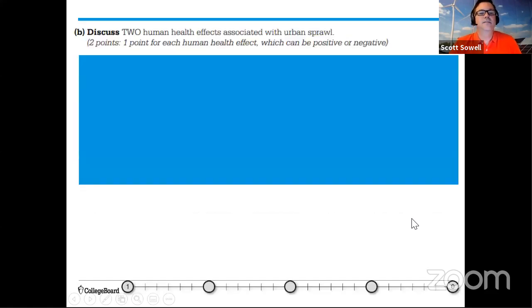So the second one says, B, discuss two human health effects associated with sprawl. So we've described what sprawl is. Now we want to think about human health effects. So take a few seconds to think about that and we'll look at the answer.